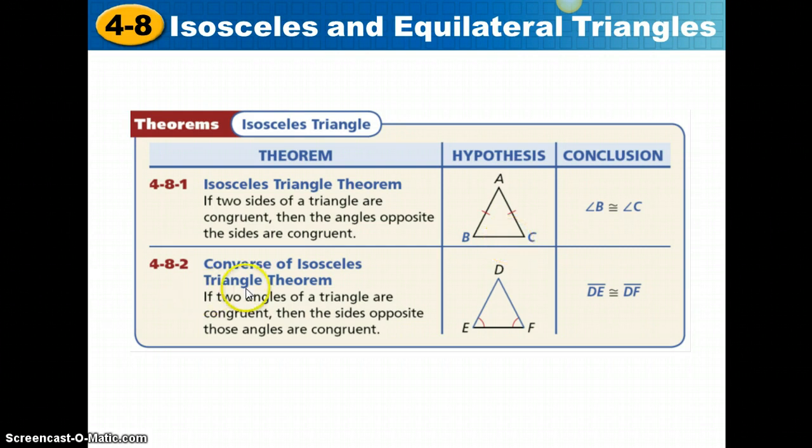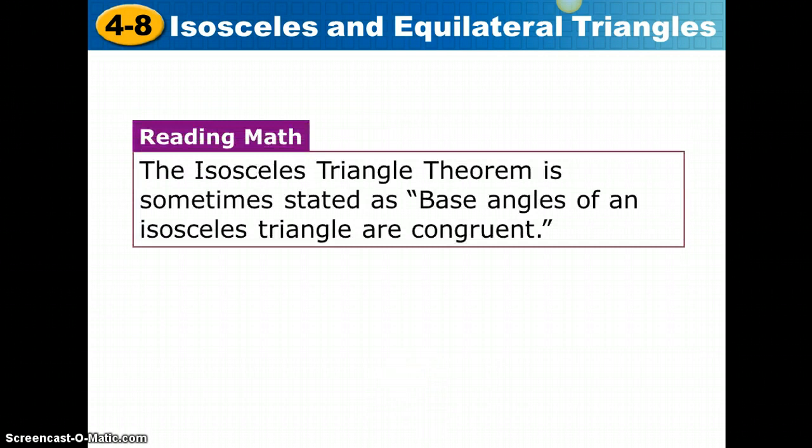The converse of that is also true, that if you have a triangle where the base angles are congruent, then the opposite sides of those angles are congruent. So if in a triangle we have two angles that are congruent, then we can say it's an isosceles triangle with congruent legs. The isosceles triangle theorem is sometimes stated as base angles of an isosceles triangle are congruent, like I said a minute ago.